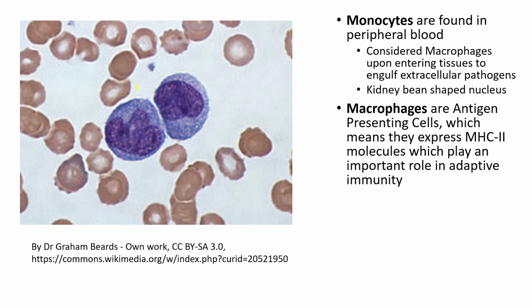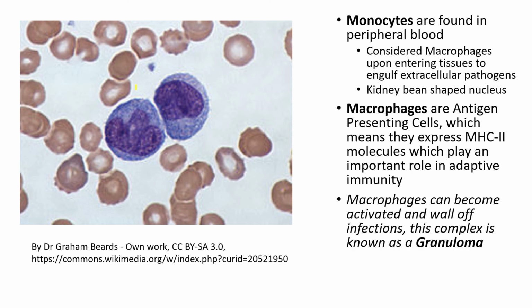Macrophages are examples of antigen-presenting cells, which means they express that MHC2 molecule, which plays an important role in adaptive immunity. These cells can become activated and wall off infections, and so this complex is known as a granuloma. So things like tuberculosis and inflammatory bowel disease, you're going to see granulomas, which are activated macrophages.